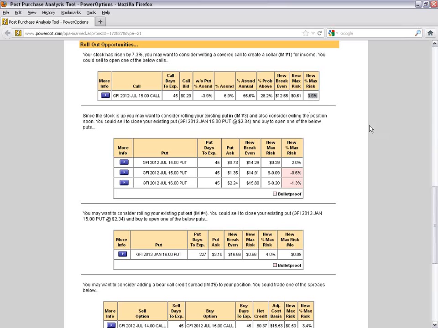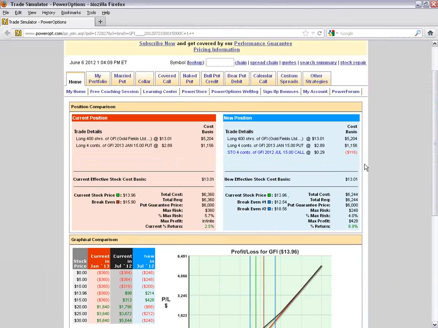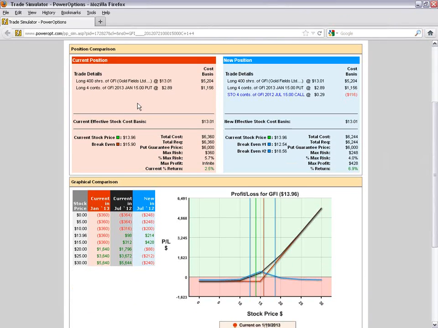Well, it's great to see everything numerically, but let's go ahead and take a look at that graphically. So now from the rollout opportunities, we'll go into Simulate Trade. And now we can analyze a side-by-side comparison for this position. On the left, in red, is our current married put. Again, the max risk of 5.7%. Current return if we liquidate it of 2.5%, and still a potential infinite upside profit.